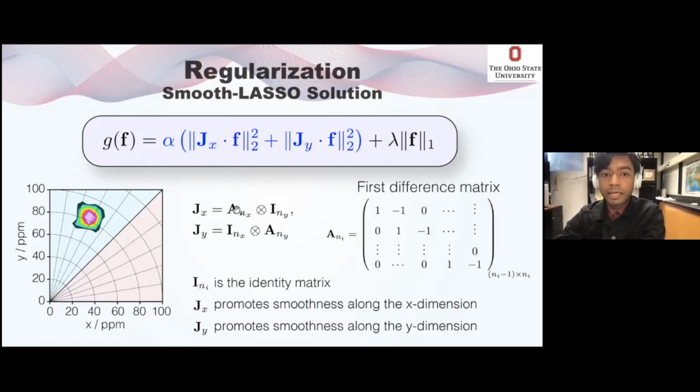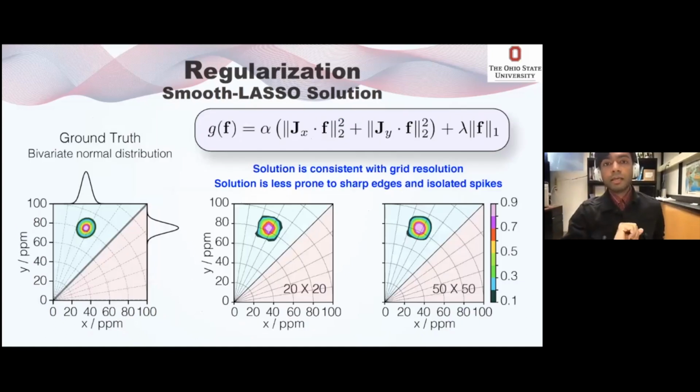And they are given as a Kronecker product of the first difference matrix A, shown here in matrix form, times the identity matrices. So with this regularization in action, what we see is a solution that's smooth, and we also don't see isolated spikes showing, which is more commonly the case when you have more noise in the spectrum. So now we have a solution that's consistent across grids and is smooth. And this is the regularization that I'll be using for the rest of the presentation.